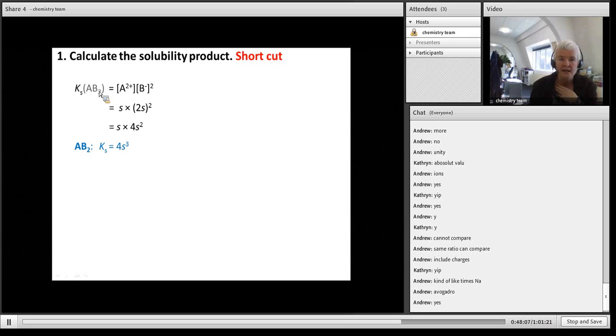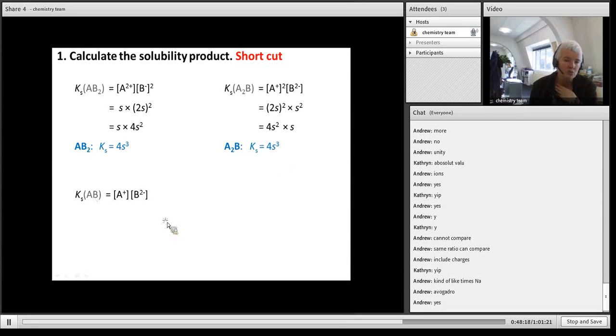The same thing for an A2B. It's the same sort of thing. We'll land up with the 4S cubed. And with an AB salt, it's just a straightforward S squared. So if I wanted to calculate the Ks, you just put in the solubility in there, cube it, times it by 4, and then you get the answer. The same thing for this: here you just take the solubility, square it, and you get the answer. If it was going the inverse, you would just do the opposite, but we'll get to that.